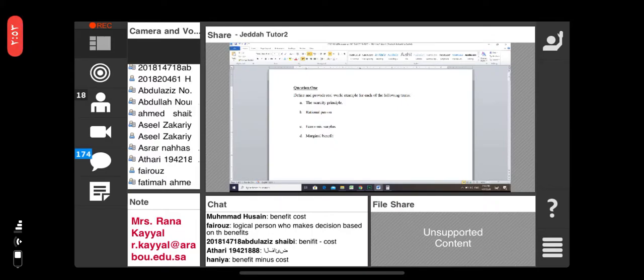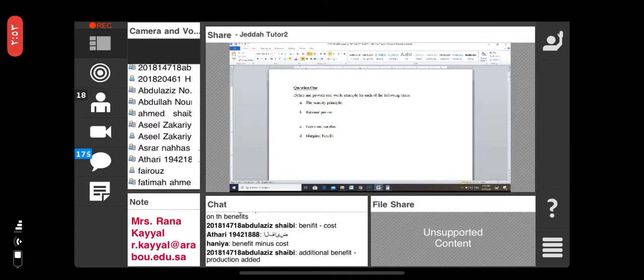Marginal cost we calculate from the difference of the total cost. So the marginal benefit is the difference between total benefit. In other words, it is the additional benefit. Thank you, Abdulaziz. It's the additional benefit added by producing one additional unit.